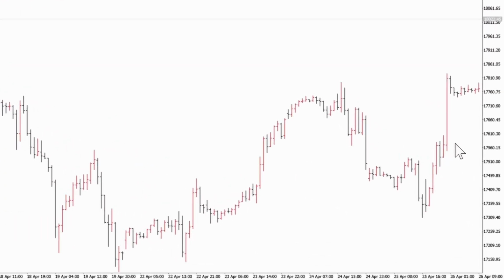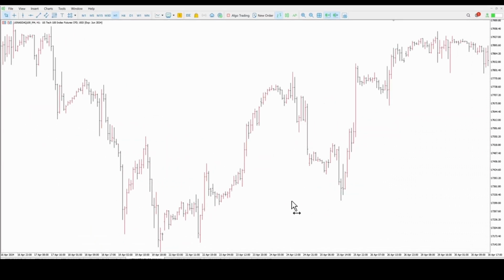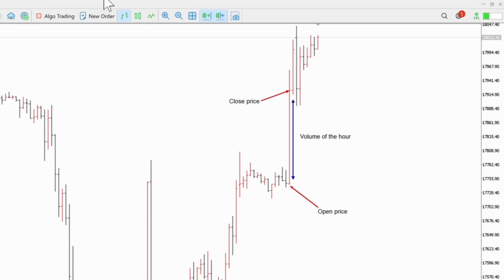Note that each hour in the above chart is indicated by a separate bar. Each bar has a little tick on the left side indicating the opening price of that hour, and a little tick on the right side indicating the closing price of that hour. The length of the bar tells us the trading range for that particular hour, as noted by the arrows on the chart. Here is a closer look at how the hourly bars on the chart indicate the opening price, the closing price, and the trading range of that hour.